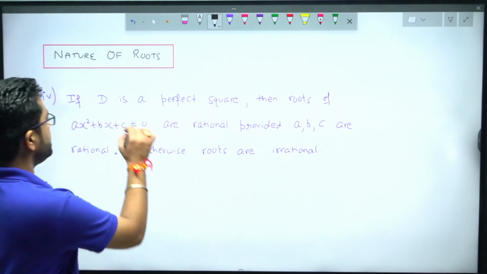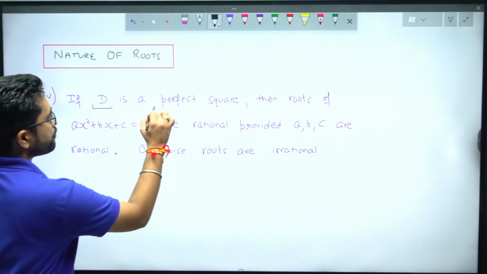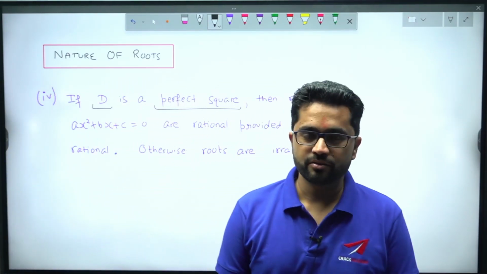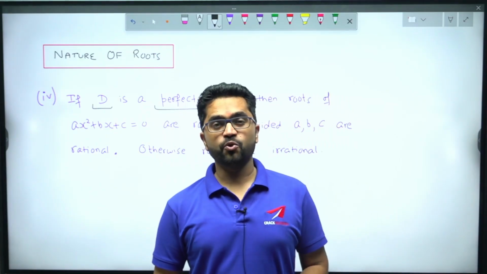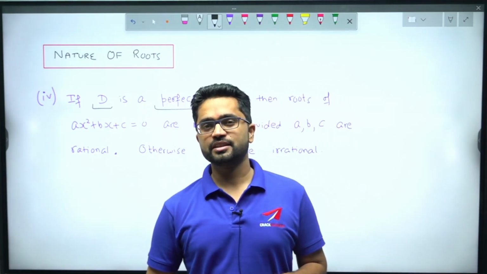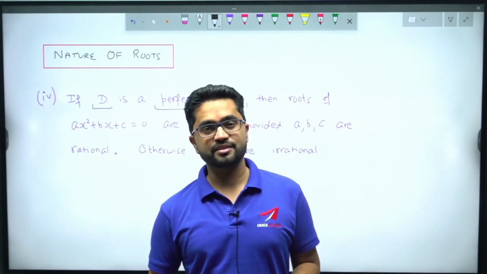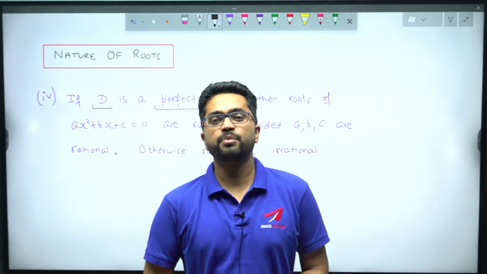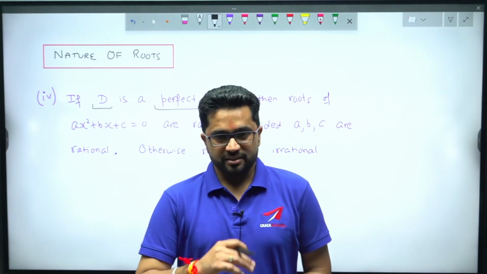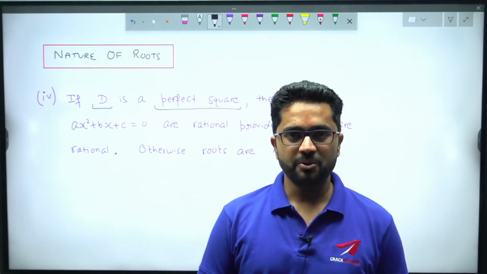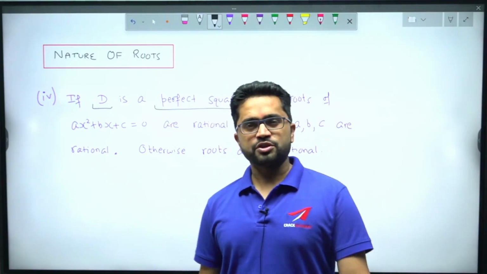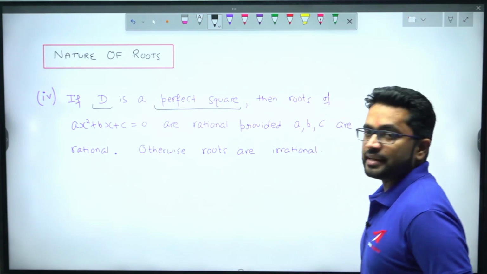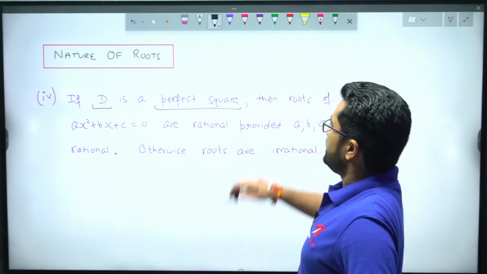Now, if D is a perfect square, guys, what is a perfect square? 1, 4, 9, 16, 25, 36, 100. These are the numbers which we can say are perfect squares. The square of any natural number, or also 0. They are perfect squares. So if the discriminant is a perfect square, let me write the roots.